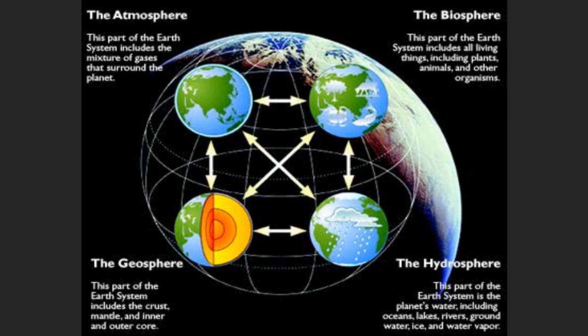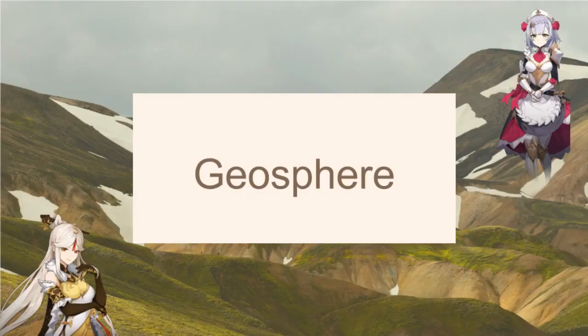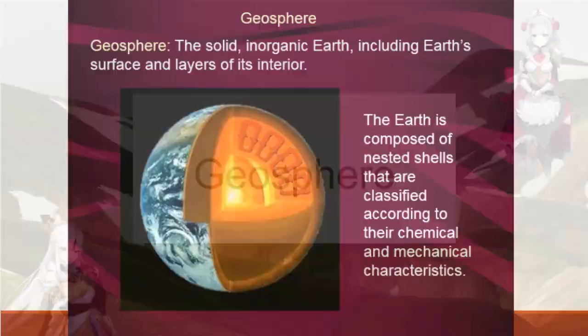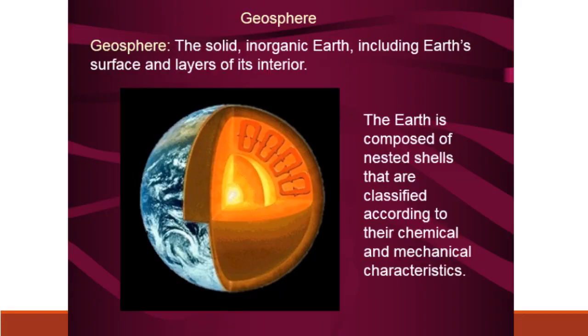Alright, let's discover these spheres one by one. Let's start with the geosphere. When we hear the word geosphere, we automatically imagine the layers of the Earth, right? That is correct. The geosphere describes all of the rocks, minerals and ground that are found on and in Earth. The geosphere is divided into three main parts: the crust, mantle, and core.